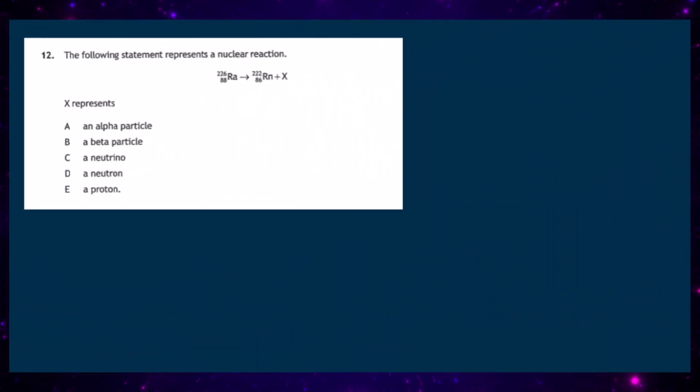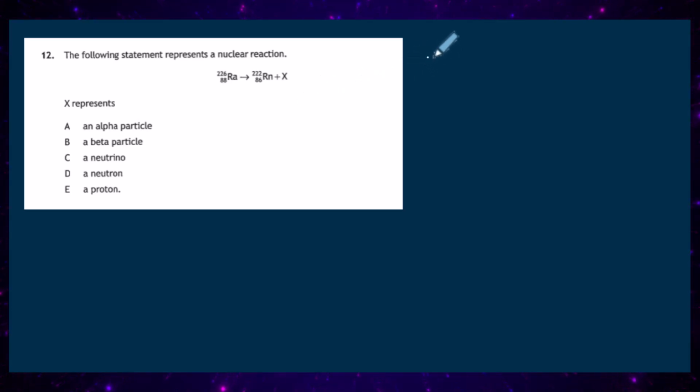Question 12. The following statement represents a nuclear reaction. You have radium on the left hand side with a mass number 226 and an atomic number 88, and that decays to give you radon, which has got a mass number of 222 and an atomic number of 86, and you've got to identify what the element X is. So all we have to do is compare the mass numbers and the atomic numbers on the left hand side with their corresponding mass and atomic numbers on the right hand side. So let's do that now then.